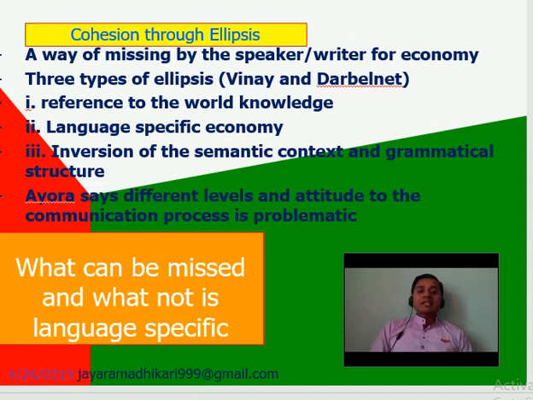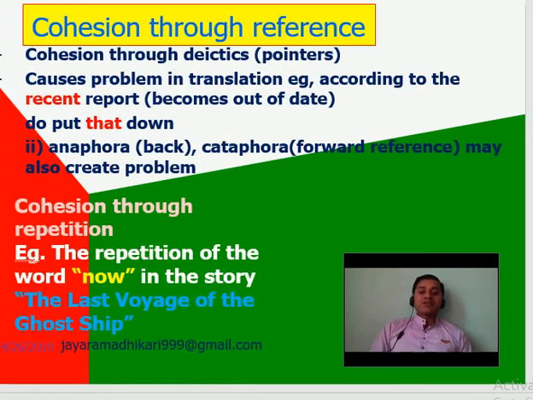Ayora says that these different levels and attitudes to the communication process are problematic, because what can be missed and what cannot be missed is very difficult to determine, because ellipsis is language specific.